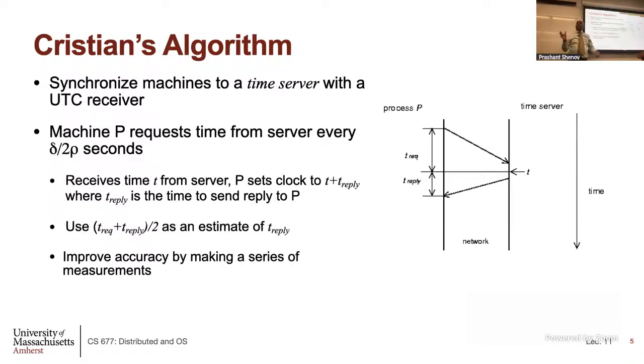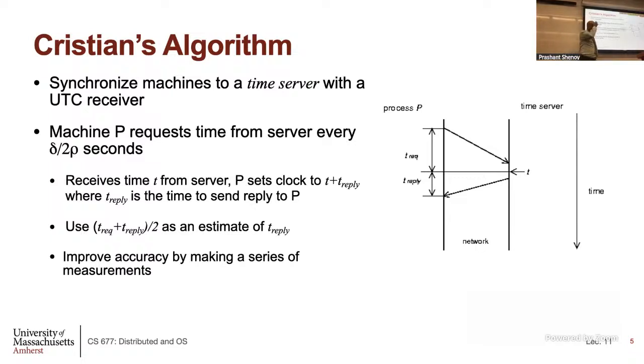Each machine has this delta parameter that says what's the error tolerance. So every delta over 2 rho seconds, the machine is simply going to send a message to the time server saying what time is it. The time server will send back the time, and you will use that time to synchronize your clock. So essentially, every delta over 2 rho seconds, you ask the time server for the time, get back a response, and synchronize.